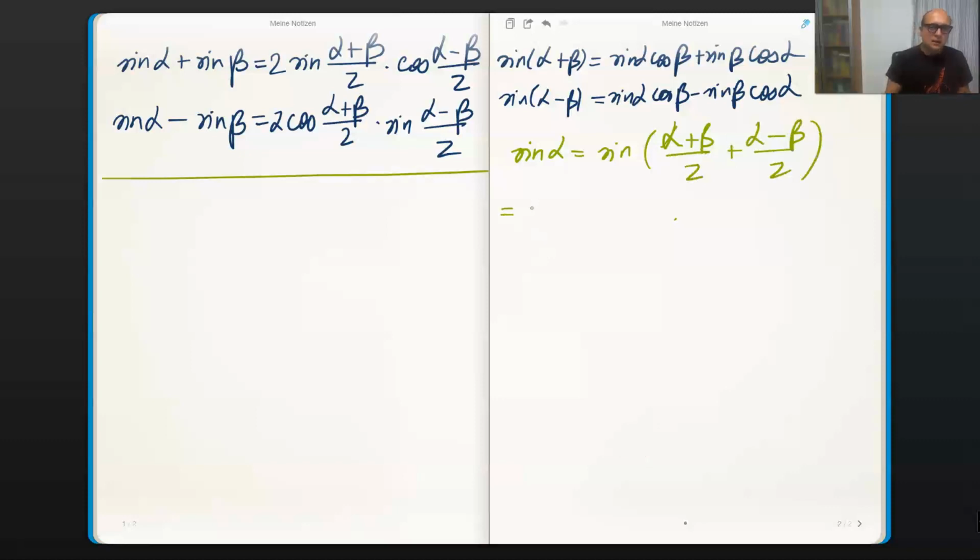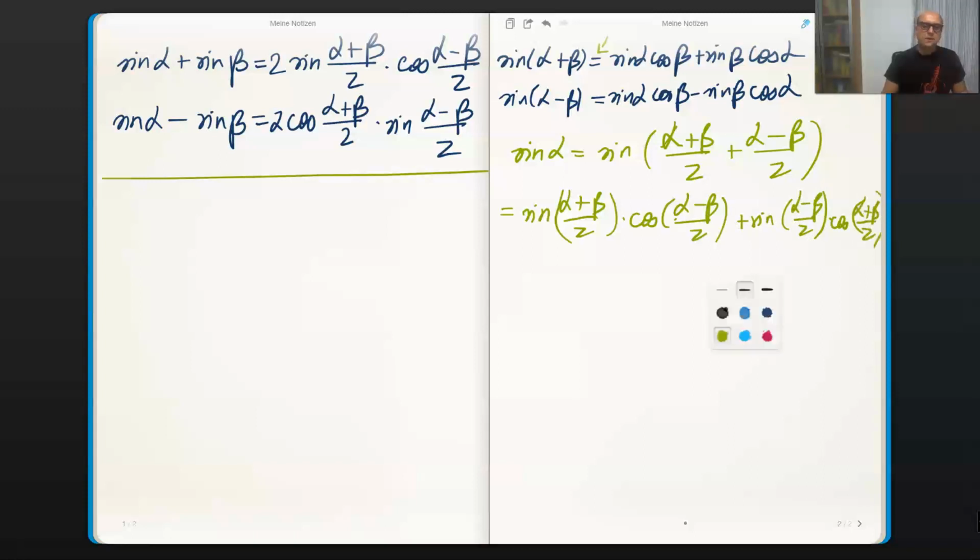Alright, so let's apply this formula for this. So this is sine of (alpha plus beta) divided by 2 times the cosine of (alpha minus beta) divided by 2 plus sine of (alpha minus beta) divided by 2 times the cosine of (alpha plus beta) divided by 2. That's the story for the sine of alpha that I can write this way, and sine of beta can be written as the sine of, we've been doing, (alpha plus beta) divided by 2 and then minus (alpha minus beta) divided by 2. Is that right?